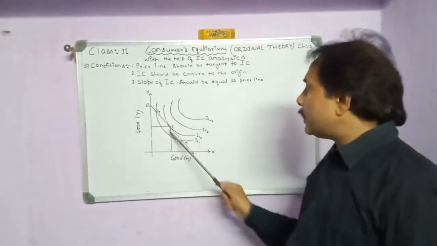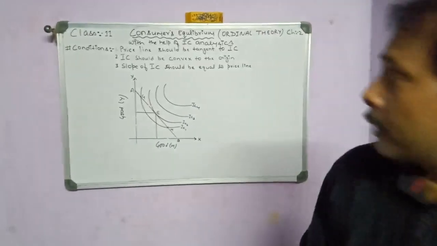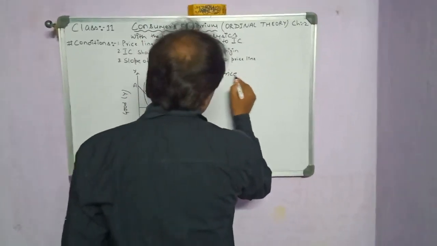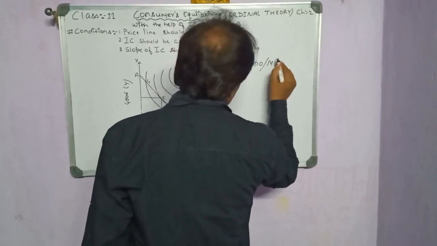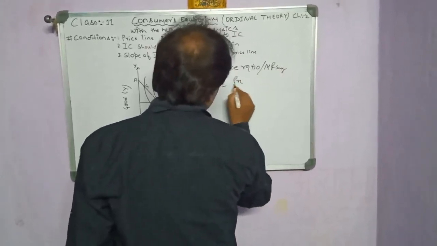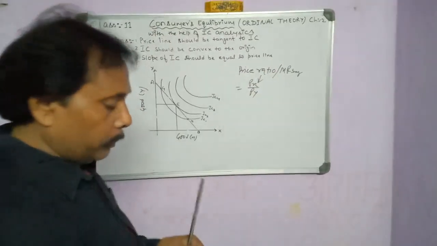The budget line is also known as the price ratio, or oblique, MRSXY, and that is known as PX divided by PY. So that is the price ratio.